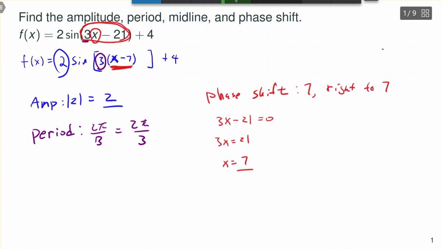And lastly, the midline. Midline is this number right here. This is positive 4, so y equals 4. So the entire graph moves up 4.